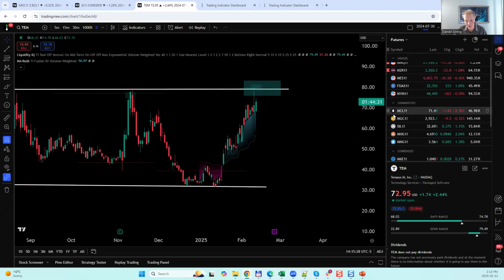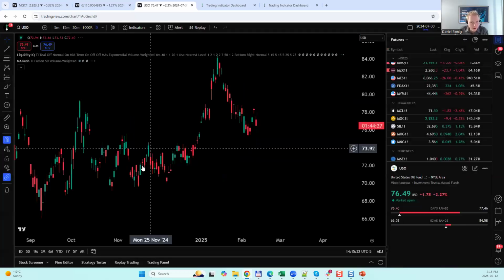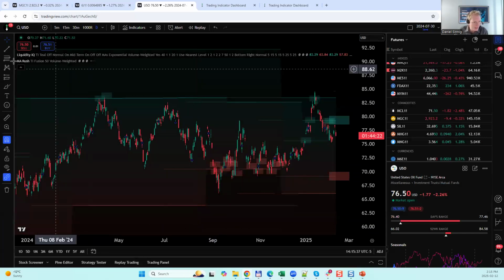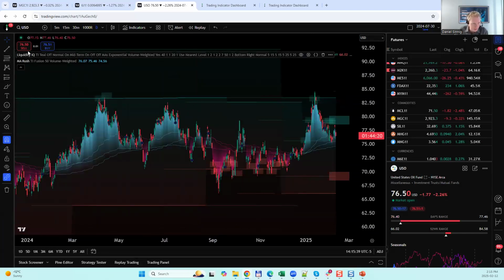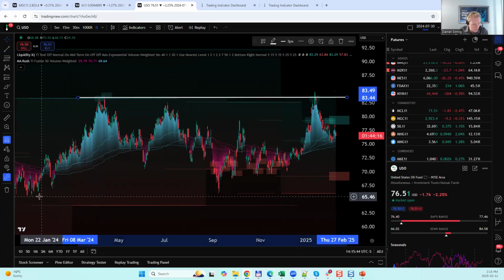One example, sorry for a quick detour: if you go to USO, United States Oil Fund, it's very much the same picture, where oil has been, and this just makes my point. Look at these lines here. This is resistance on top. I'm going to make this a bit bigger. Yeah, here. And we have support down here.